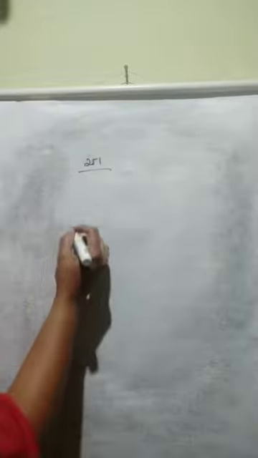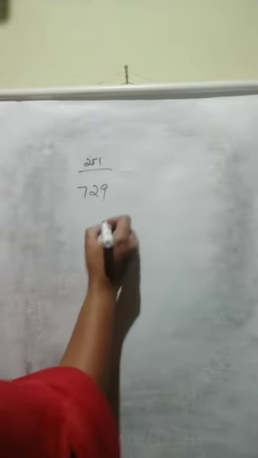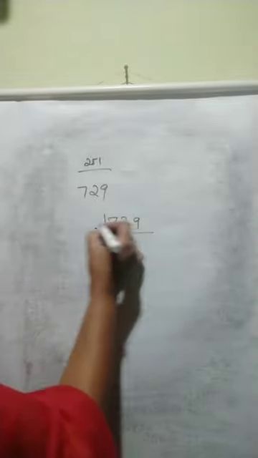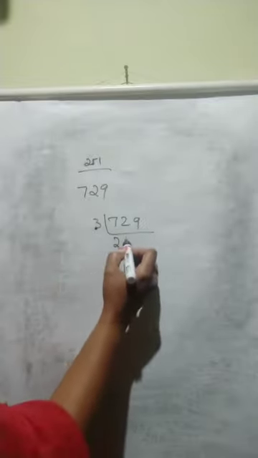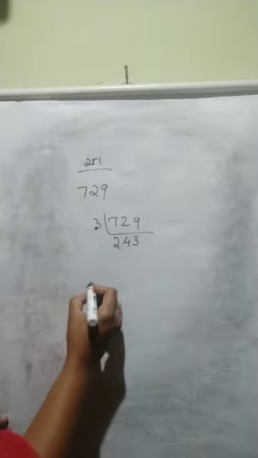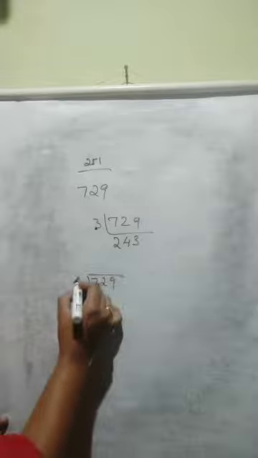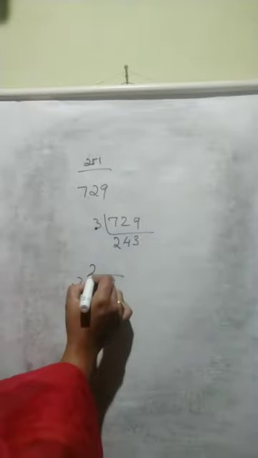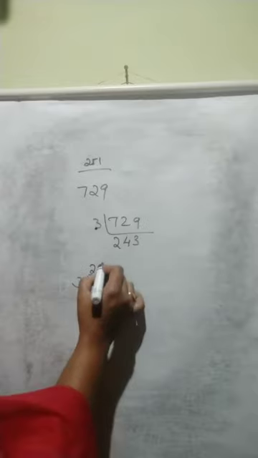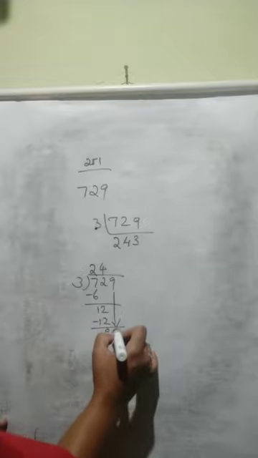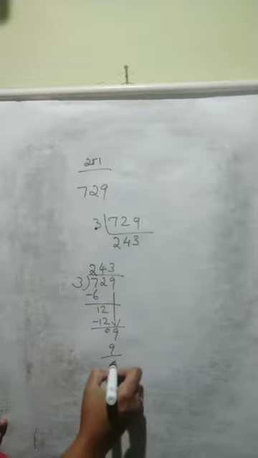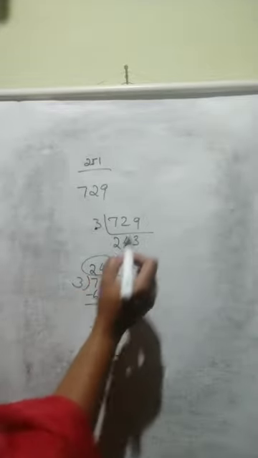Now try this, page number 251. You can see one question: 729 as a power of 3. Here 729 we can divide by 3. Then 2 3s are 6, then 12 will be there. So 729 divided by 3. Then 2 3s are 6, then subtraction, 12, 4. Again 12, then again subtraction, but nothing is there. Then write down this 9. 3 3s are 9. So this 243 will be here.